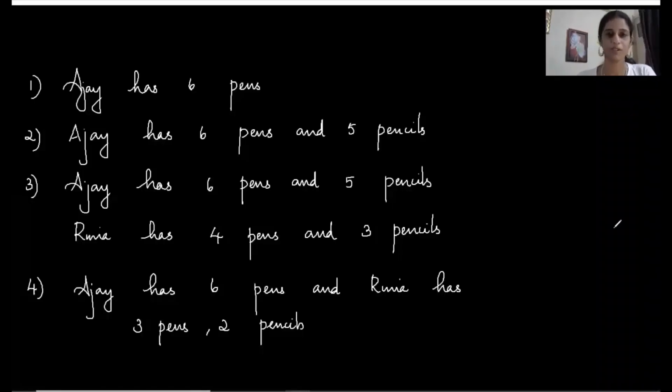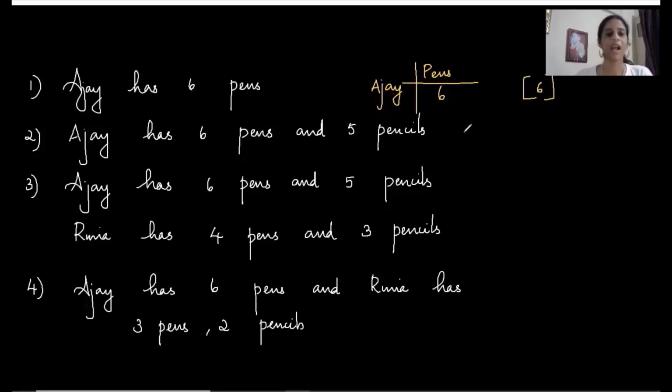Now let's see how to convert this data into matrix form. First statement: Ajay has 6 pens. How can we construct a table using this data? Ajay here and pens here. So Ajay has 6 pens, and this is a table. To convert this into matrix form, what to do? I have already told you, a matrix is nothing other than the data enclosed within closed braces. So it is 6 enclosed within closed braces. That is the matrix form.